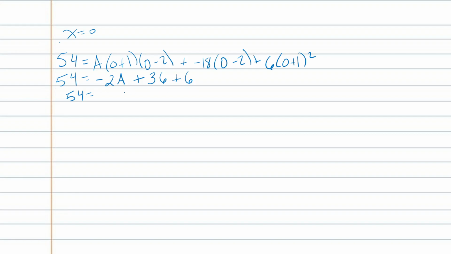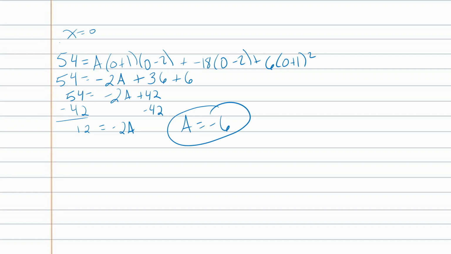36 plus 6 is 42. So I'm looking at negative 2a plus 42. If I subtract 42 over, then I'm left with 12 equals negative 2a, which means that a has to be negative 6. So we have our a, b, and c.